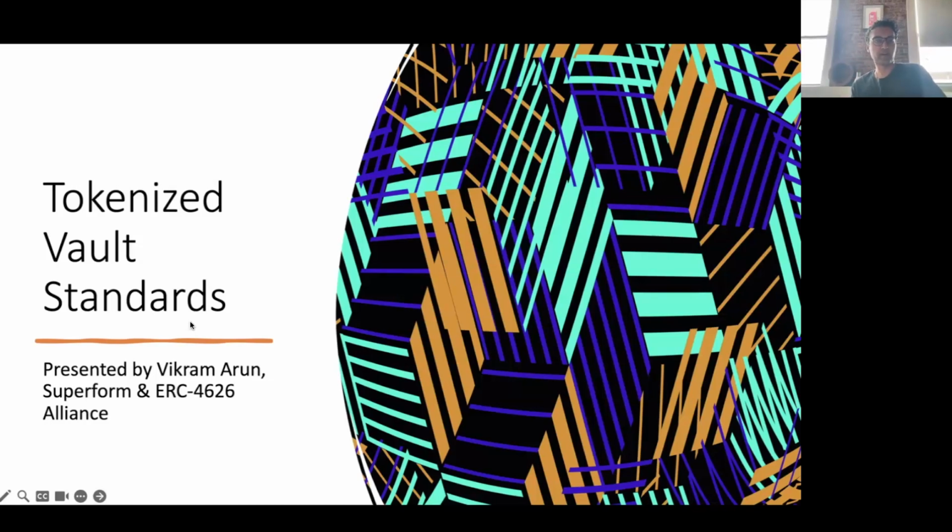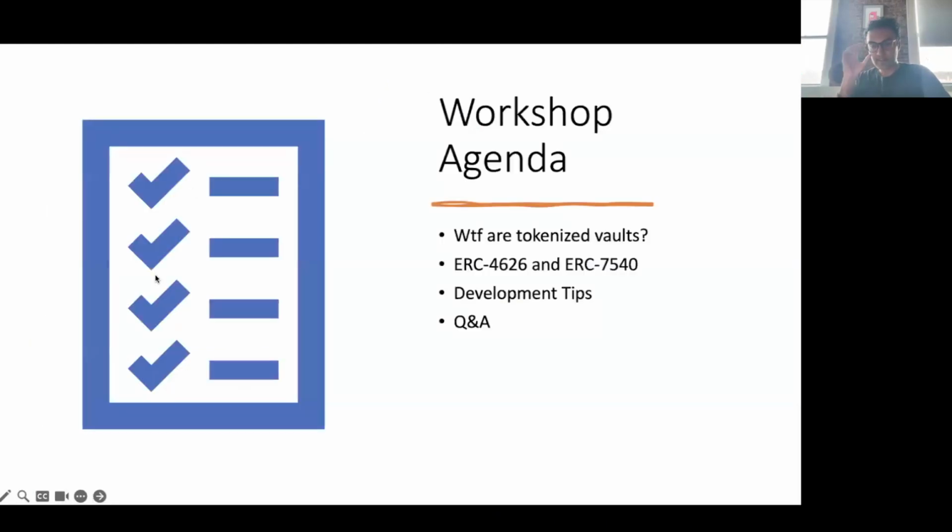So yeah, I'm Vikram. I'm one of the co-founders of Superform, and I've been contributing at the ERC 4626 Alliance. And recently, we've had a lot of tokenized vault standards that have been approved, and I just wanted to talk to you guys about those, what they are, and how to actually build on top of them, and some useful tips that we've gained from my experiences at Superform and just generally from working with protocols in the DeFi space.